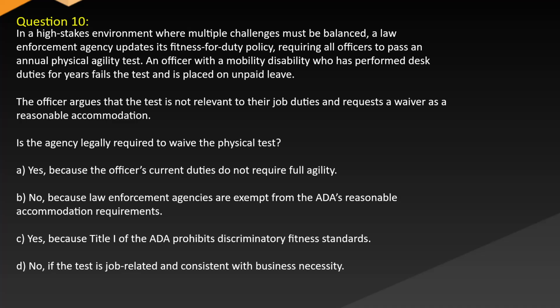A. Yes, because the officer's current duties do not require full agility. B. No, because law enforcement agencies are exempt from the ADA's reasonable accommodation requirements. C. Yes, because Title I of the ADA prohibits discriminatory fitness standards. D. No, if the test is job-related and consistent with business necessity.